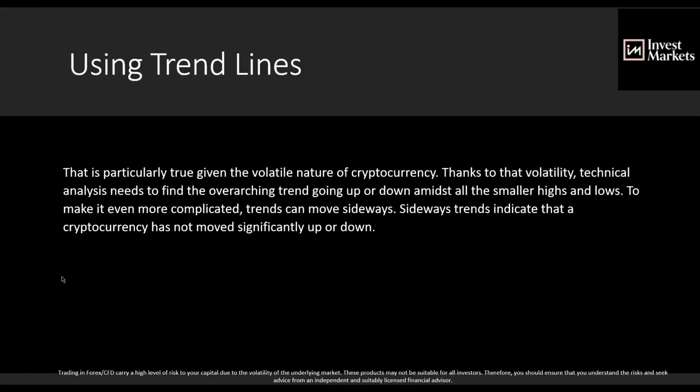And this is particularly true given the volatile nature of cryptocurrency. Thanks to that volatility, technical analysis needs to find the overarching trend going up or down amidst the smaller highs and lows. To make it even more complicated, trends can move sideways. Sideways trends indicate that the cryptocurrency has not moved significantly up or down.